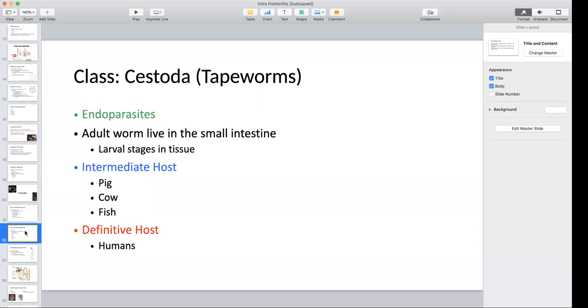Obviously, these worms are endoparasites. The adult tapeworm is going to be found inside of the small intestines, but we can find the larval stages taking place throughout tissue. There are some intermediate hosts, which serve as a source of infection for humans if we ingest contaminated portions of pigs, cows, fish. Okay, there are tapeworms specific to each of these intermediate hosts. Humans serve as a definitive host where those final stages of development take place.